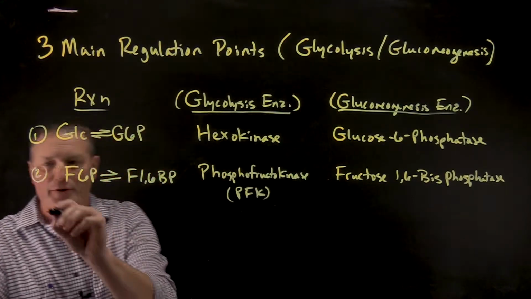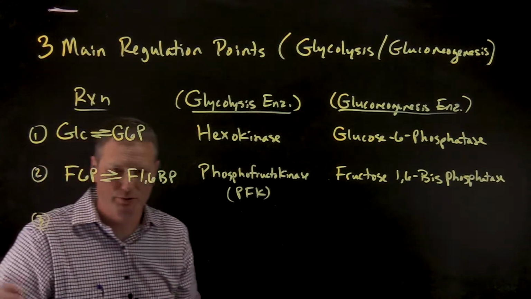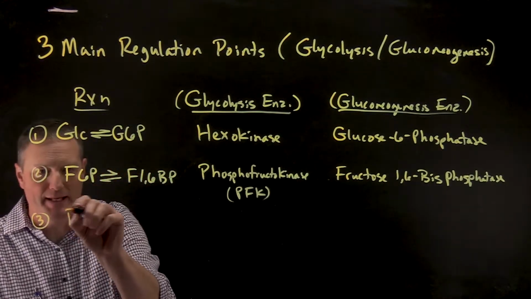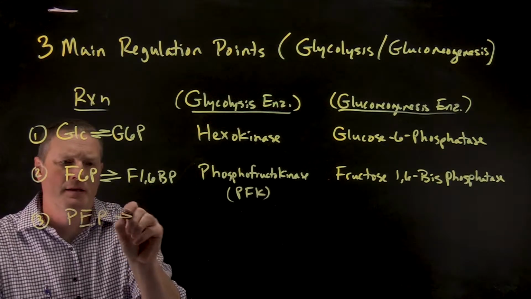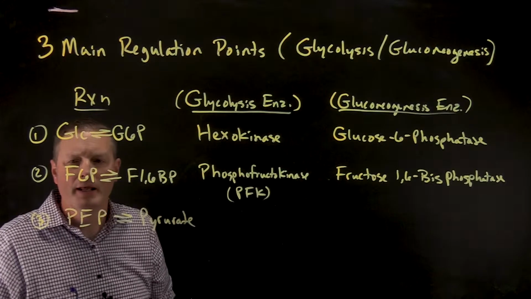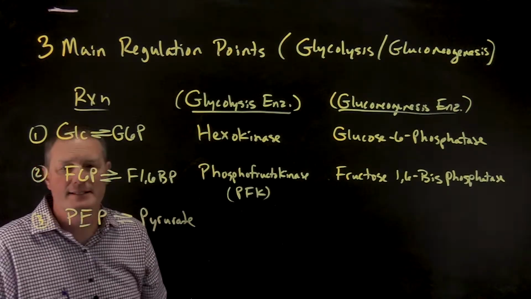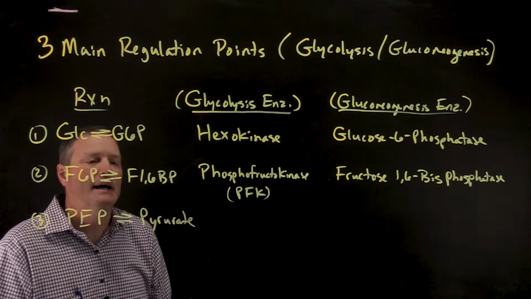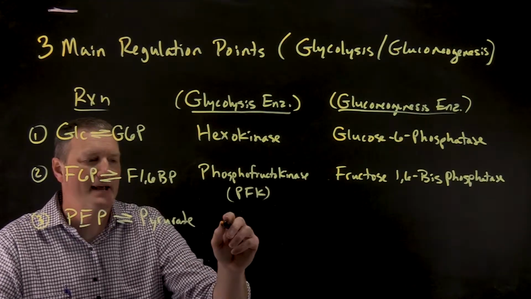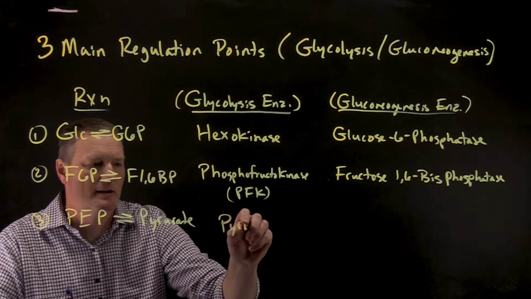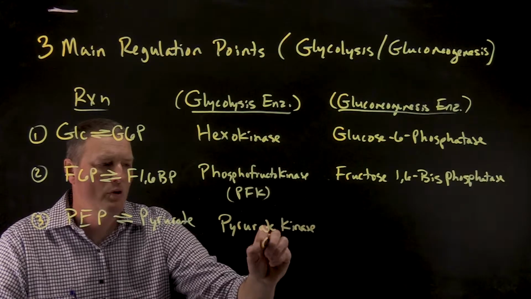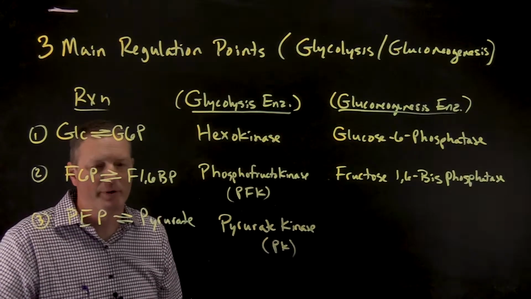And then lastly, the third control point for these two reciprocally regulated pathways is going to be the interconversion of PEP to pyruvate. Now you may remember in glycolysis, that is the very final step. It releases a tremendous amount of energy to convert PEP to pyruvate, and that's catalyzed by pyruvate kinase, or PK, it's often abbreviated.